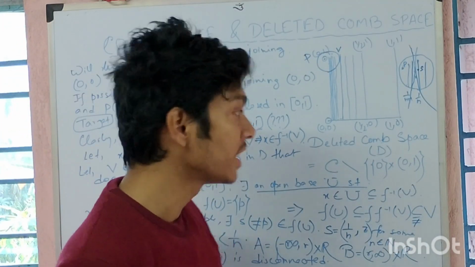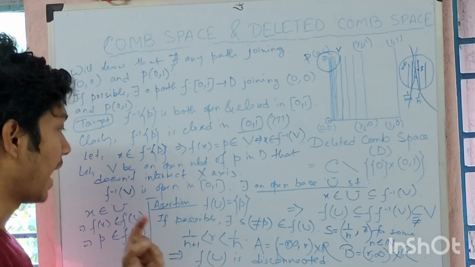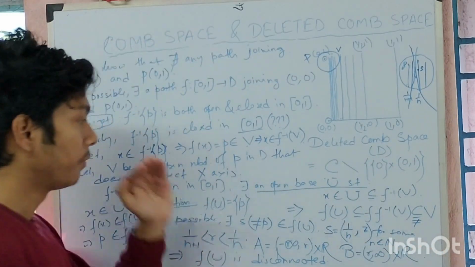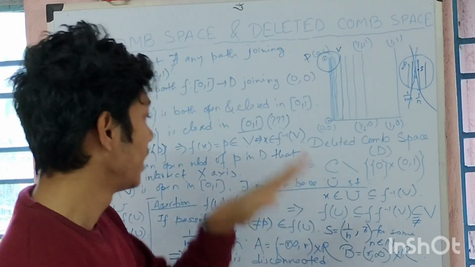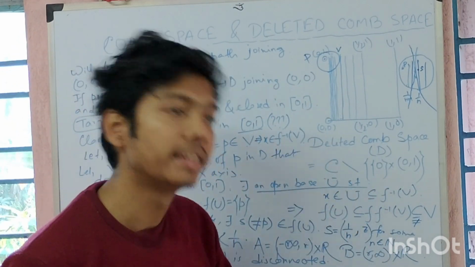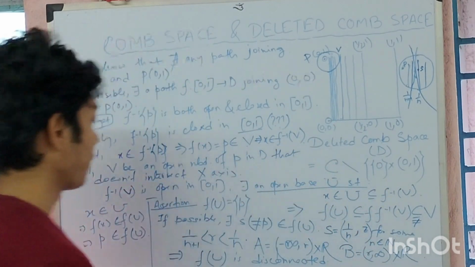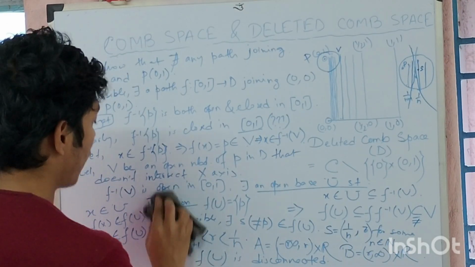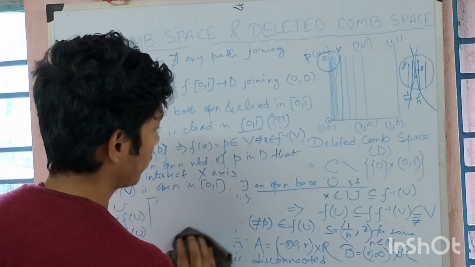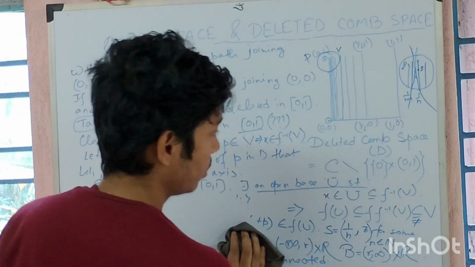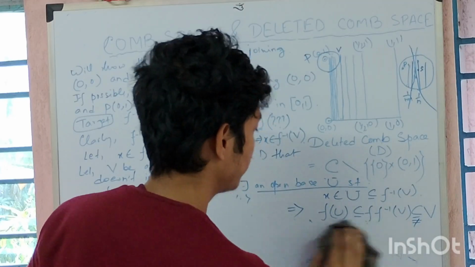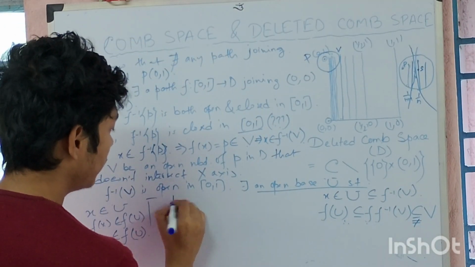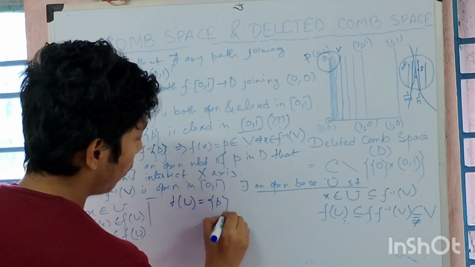Why does the contradiction arise? Because I assumed that there exists another element other than P in F(U). So from here I can conclude that there doesn't exist any other element other than P in F(U). I am using the earlier result because I have already gone through it. So basically F(U) equals only P.